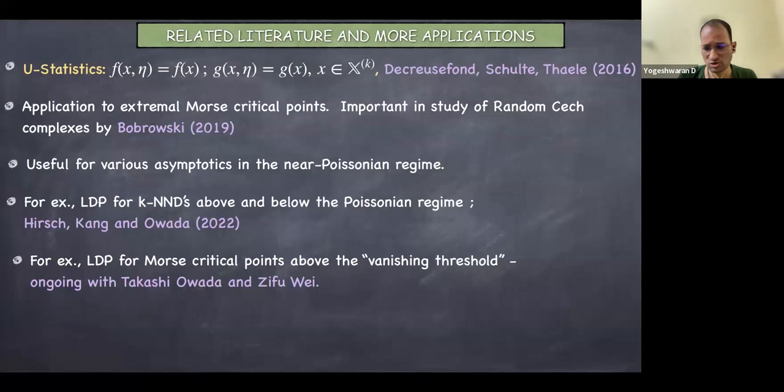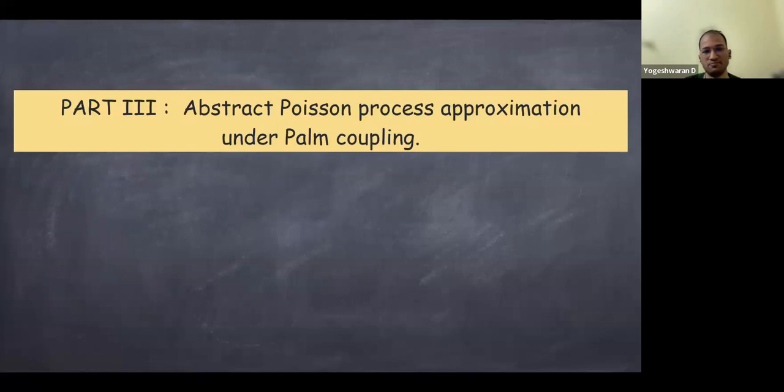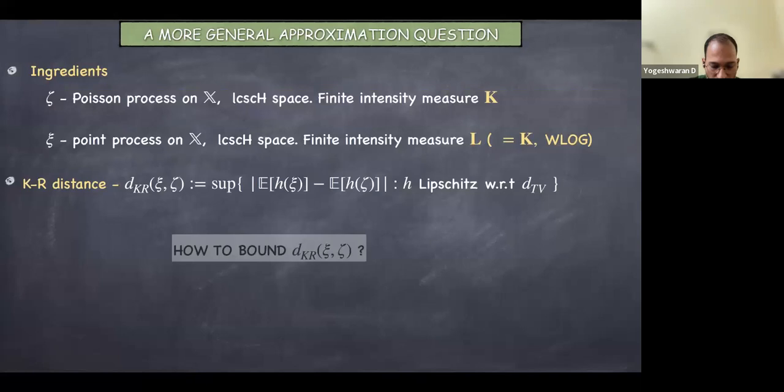So if anything, I will just spend the last 10 minutes or so on a second bound. Okay, we will get a second bound. What's the second bound? Again, the same thing. I'll take zeta to be a Poisson point process on X, with finite intensity measure k. Now let me take xi to be some point process, I don't care, on X. It has a measure, let's say L, and I will take L to be k without loss of generality.